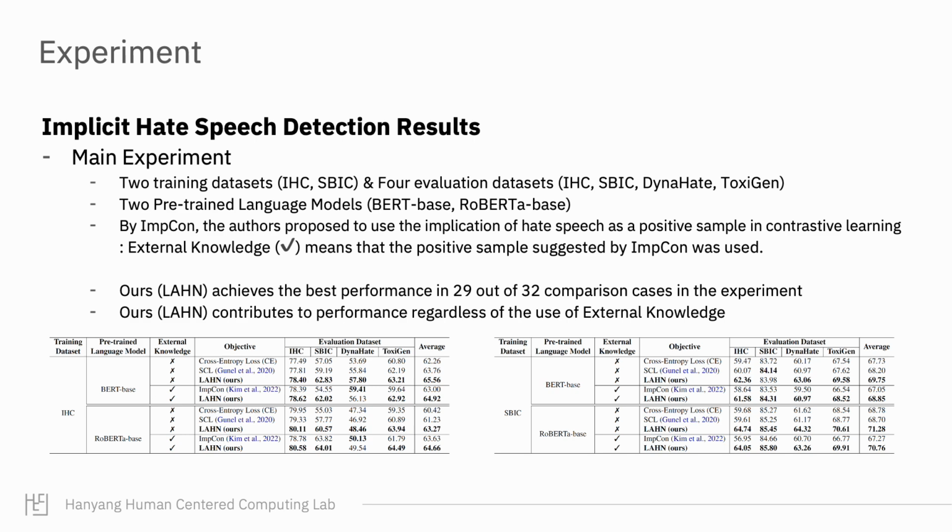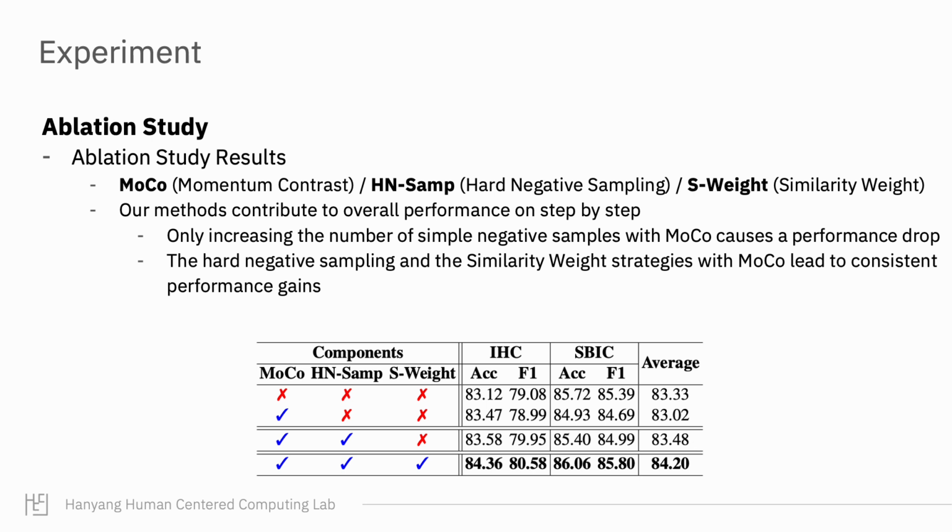So the next is our ablation study. In our ablation study, we explored the individual contributions of components, the momentum contrast, the hard negative sampling and the cumulative weight. As you see, our methods contribute to overall performance step by step. Increasing the number of simple negative samples with MoCo causes a performance drop. But our method, the hard negative sampling and the weighting strategies with MoCo, lead to performance gains.